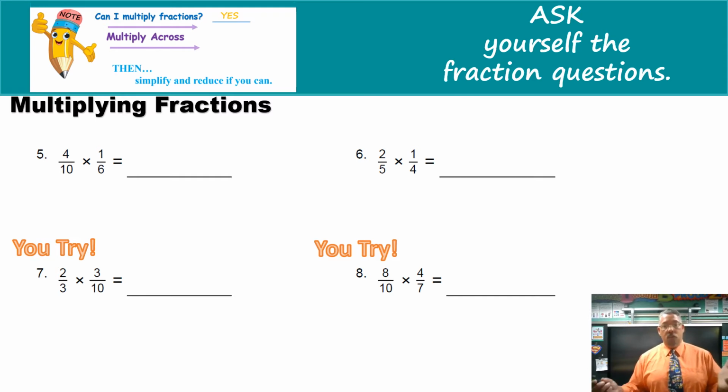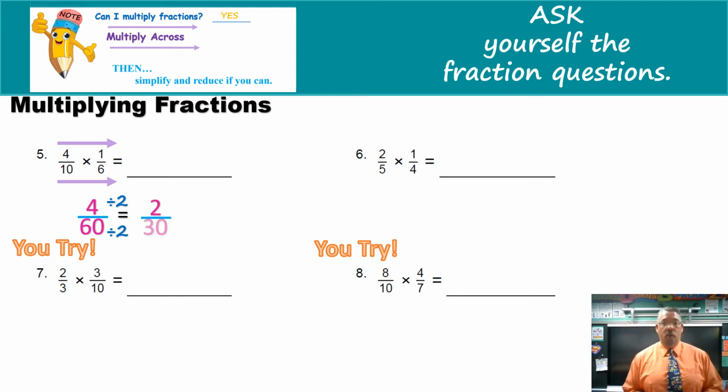So on 5 and 6, once again, we know we have multiplication. I'm simply going to multiply across, and 4 times 1 gives me a numerator of 4, and 10 times 6 gives me a denominator of 60. They're both even, so I know I have to simplify, right? So I'm going to reduce top and bottom by 2's, since they're both even, and 2 goes into 4 2 times, and 2 goes into 60 30 times.